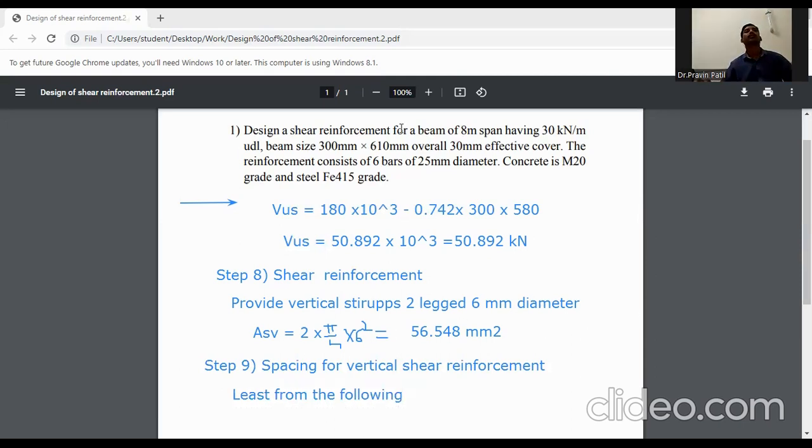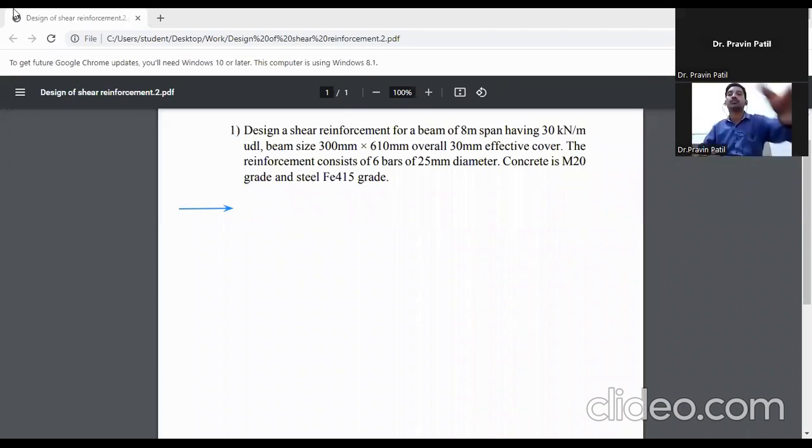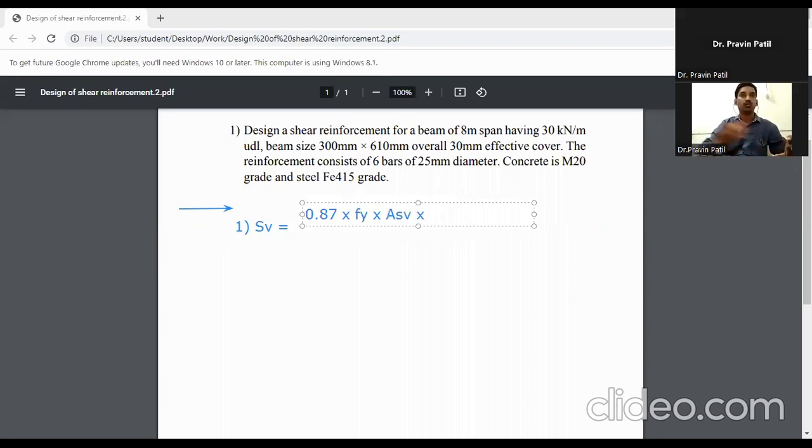There are three conditions. For condition one, the first case, SV is equal to the first formula, 0.87 into Fy into ASV into D divided by VUS.